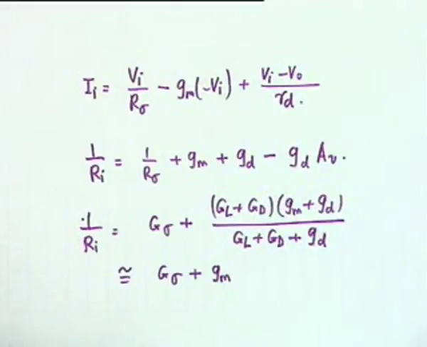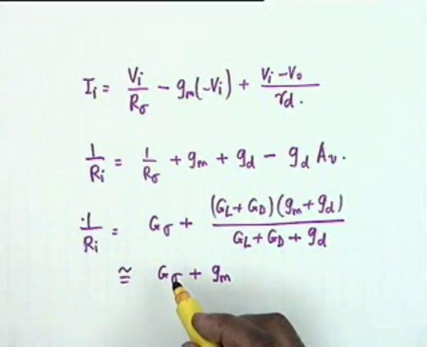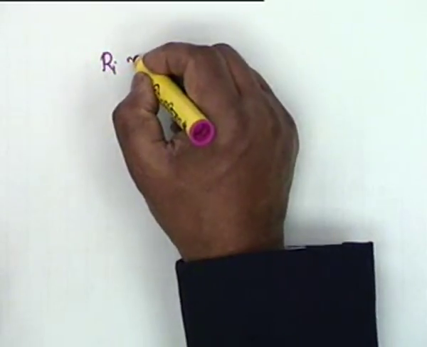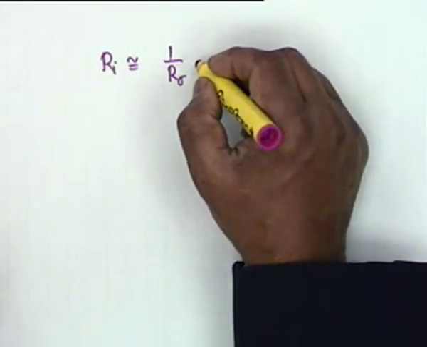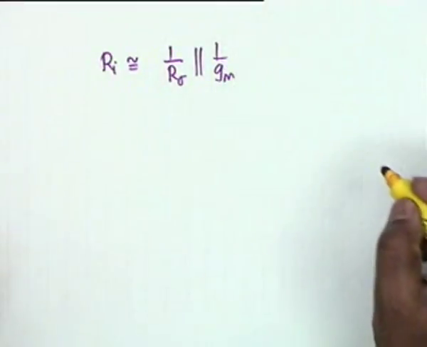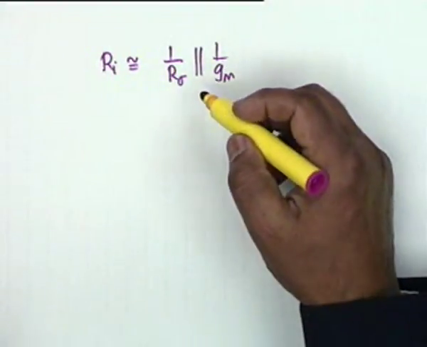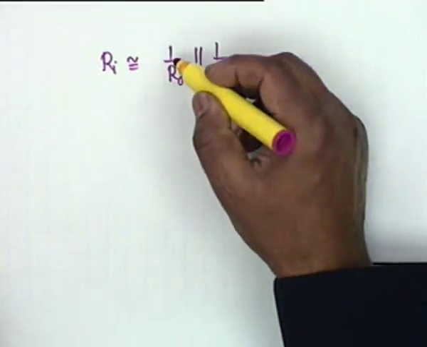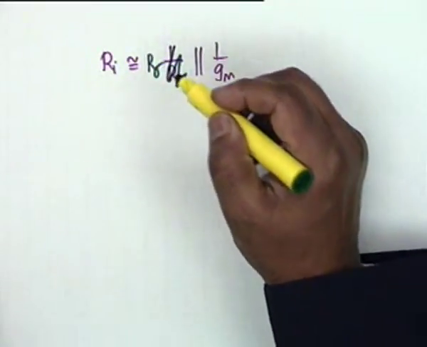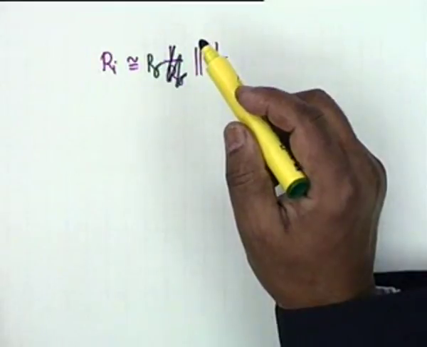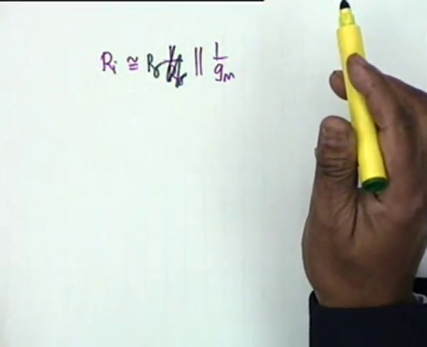Yes. Which means that Ri is the parallel combination of R sigma and what else? 1 by gm. Let's see this. Ri is approximately the parallel combination of R sigma and 1 by gm. In the example that we took, what was, I am sorry, I made the mistake because someone looked back. Don't look back. R sigma parallel 1 by gm.